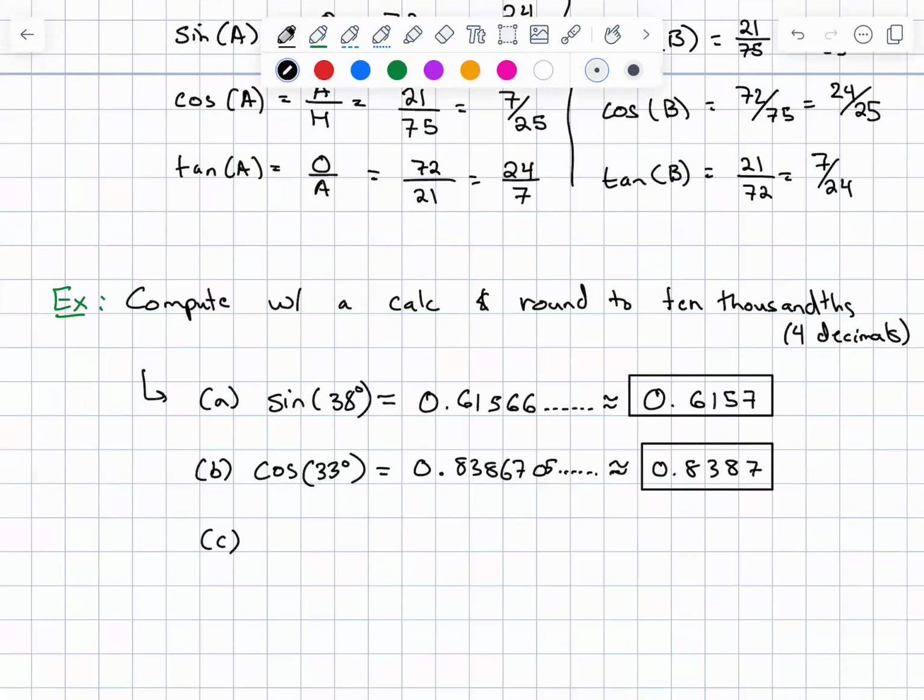C will be sine of 135 degrees. Now your calculator might say square root 2 over 2. Just press the S to D button to get the approximation. That's going to be one of the special angles that actually gives you a finite number that's easy to write down. But we want it as 0.70710 on forever, which approximates to 0.7071. You're going to round down.